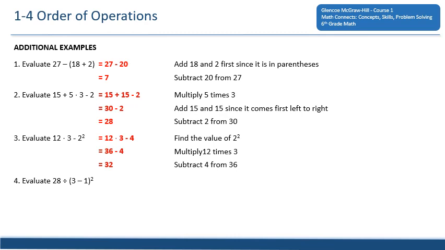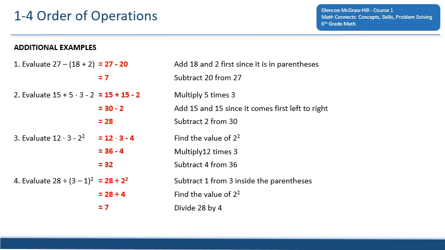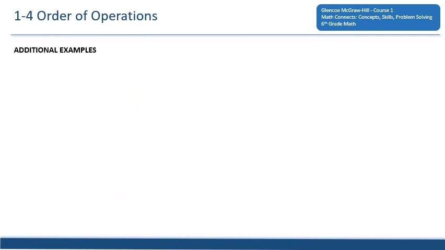Evaluate 28 divided by, parentheses, 3 minus 1, parentheses squared. So, PEMDAS, parentheses. We have to solve what's inside that parentheses before we can solve for the exponent. So, we're going to take 1 away from 3, and we get 28 divided by 2 squared. PEMDAS, we've solved parentheses. Now we have to look for exponents. So, the exponent, 2 squared, 2 times 2 is 4, and now we have 28 divided by 4, and if we solve for that, we get 7.